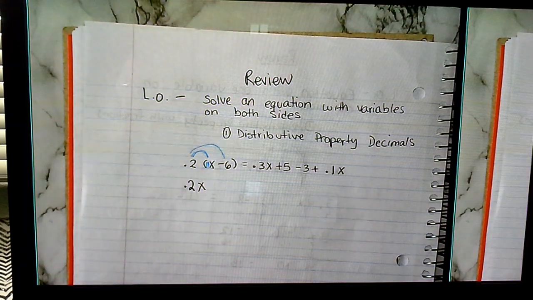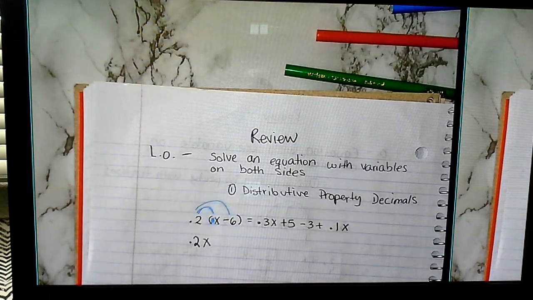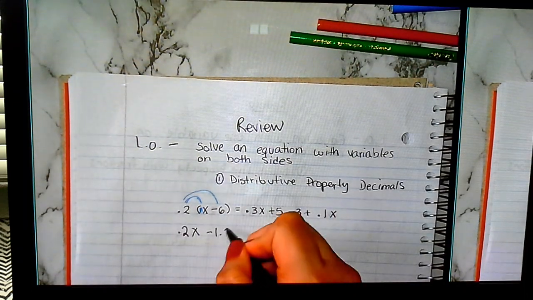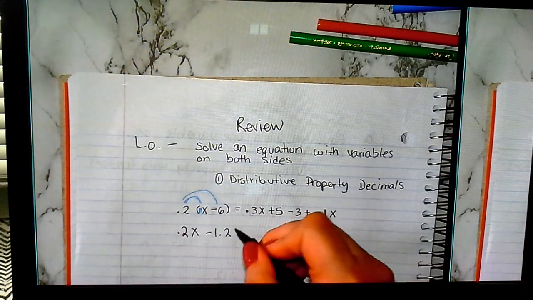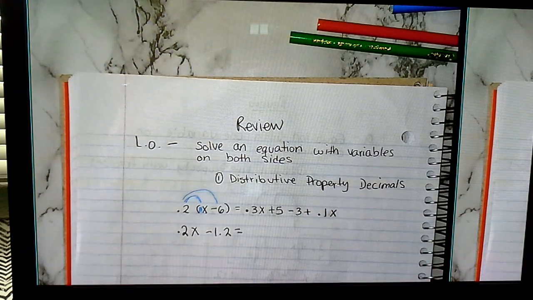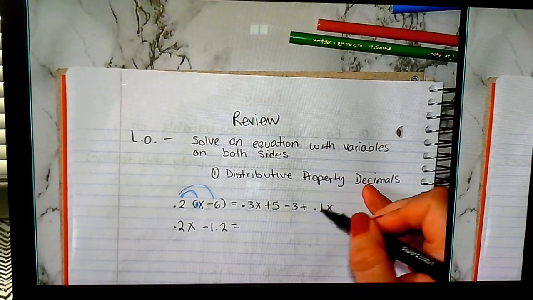So I'm going to go ahead and write that down. Here it is. Finding my colors. So this is negative 1.2 equals, and I have 0.3x plus 5 minus 3 plus 0.1x.